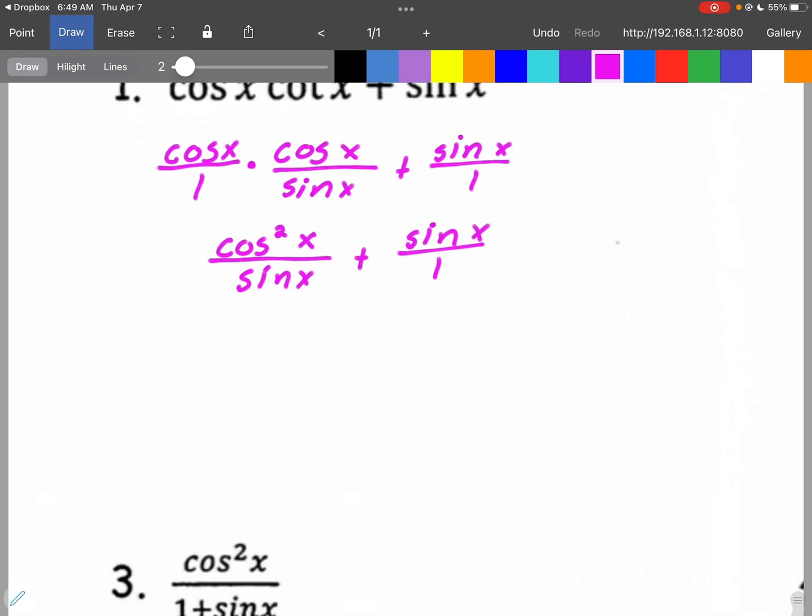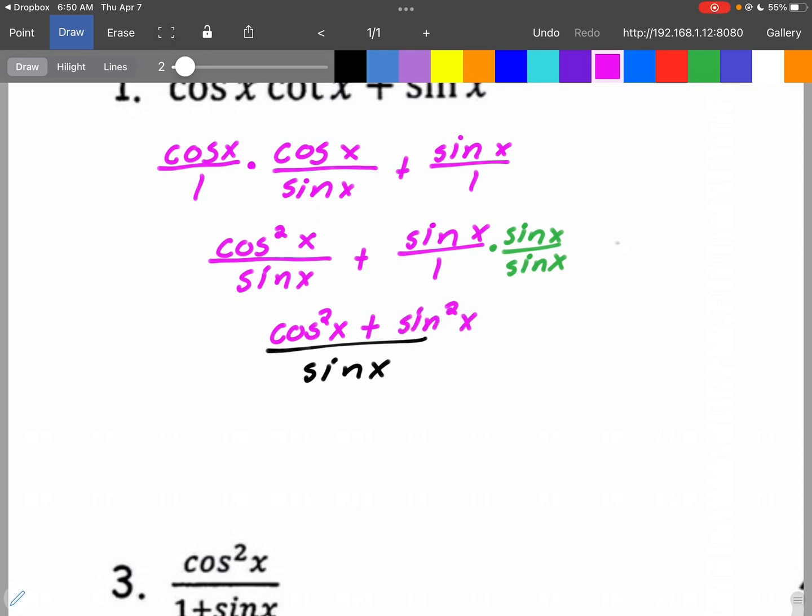So two fractions added together, therefore I want to get a common denominator. So I'm going to multiply the second fraction by sine x over sine x. And then that will give me that common denominator of sine x. So then, if my denominator is just sine x, then let's look at our numerator. So we have the cosine squared x from the first term, then plus, and then when we multiplied the second fraction by sine x, that gave us sine squared x for the numerator of the second fraction.